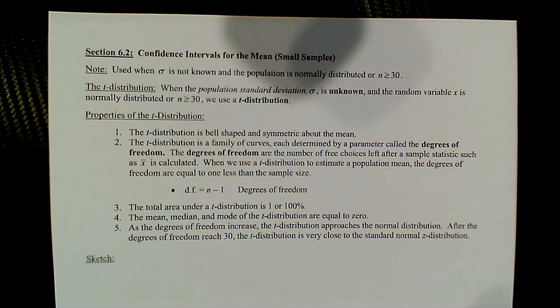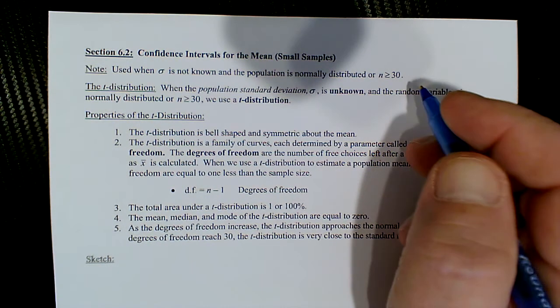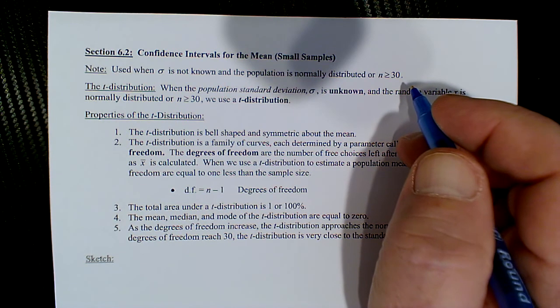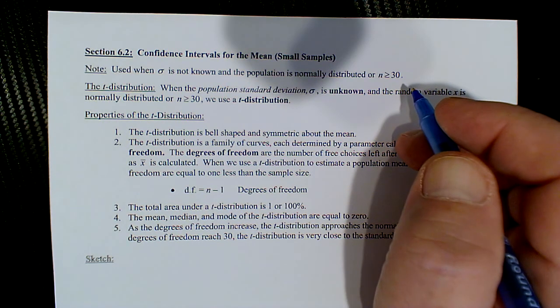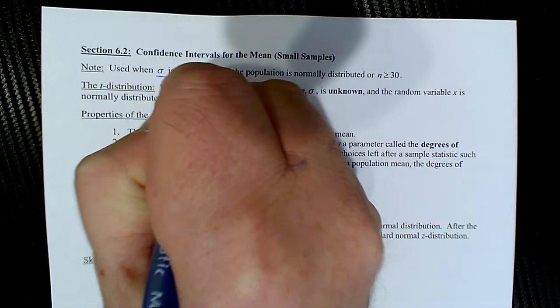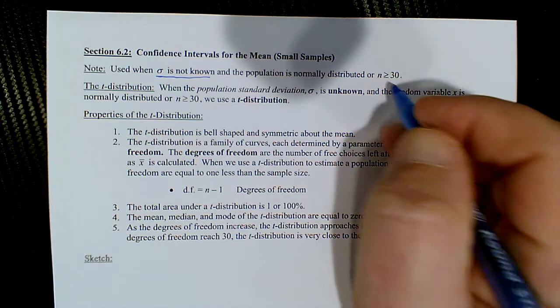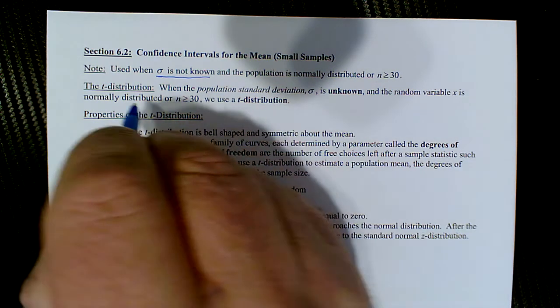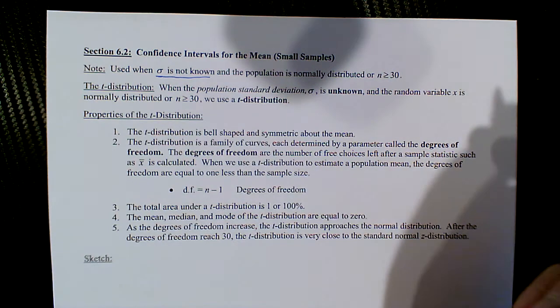Hello everyone, this is section 6.2, confidence intervals for the mean, typically when we have small samples. It's used when we don't know sigma, so sigma is not known, and either the population is normally distributed or n is greater than or equal to 30. So that's when we will use the t-distribution.